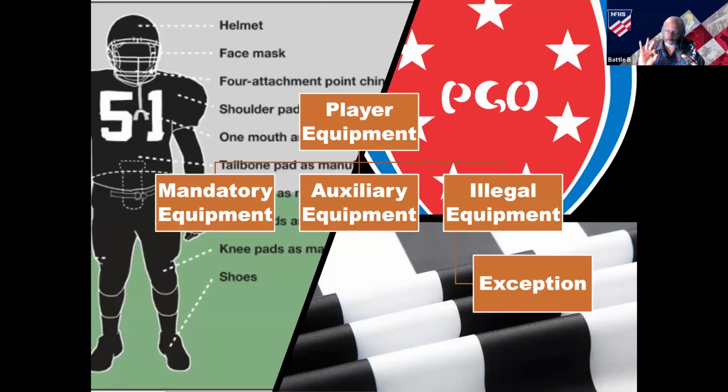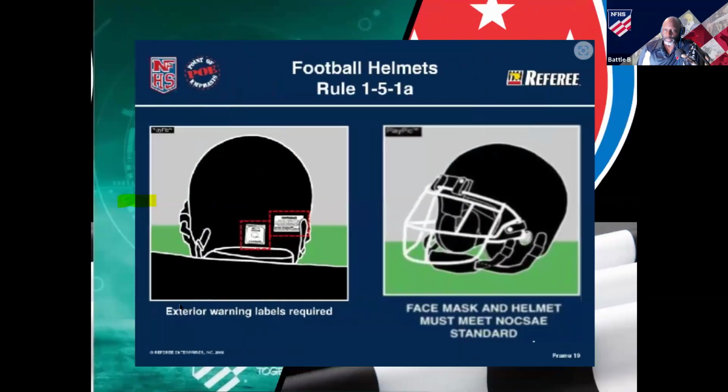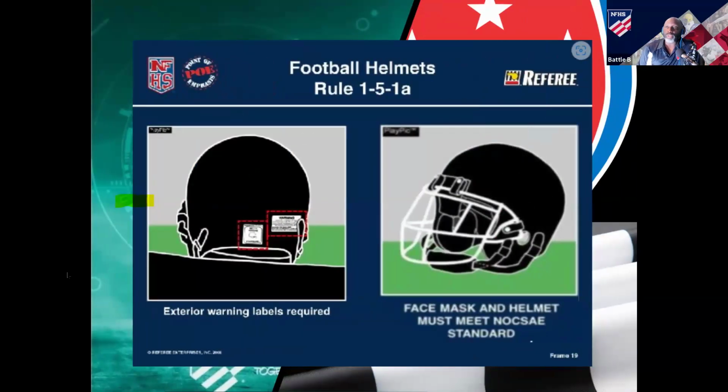There are three categories of players' equipment in Rule 1.5. So we've got 3, 5, 10. This is Rule 1.5. On the player's equipment, we talk about mandatory equipment, auxiliary equipment, illegal equipment, and exceptions to the illegal equipment. All right, the football helmet. I'm going to go real fast from the helmet down.